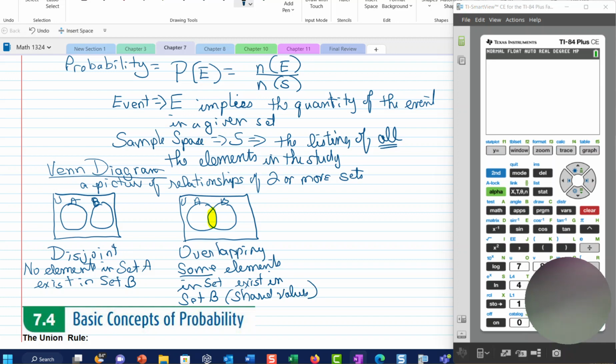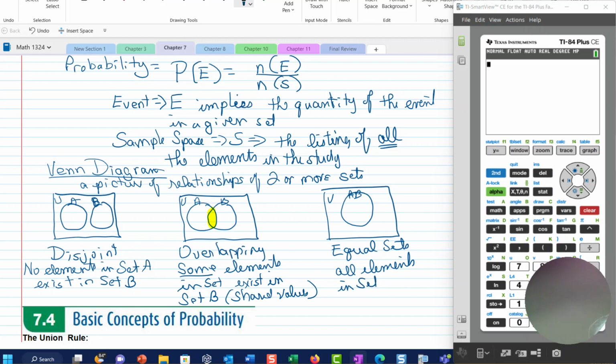All right. Then we have this one. These are equal sets. That means all elements in set A are all elements in set B. Okay, that means it's identical. They're equal sets. So these are the three items.